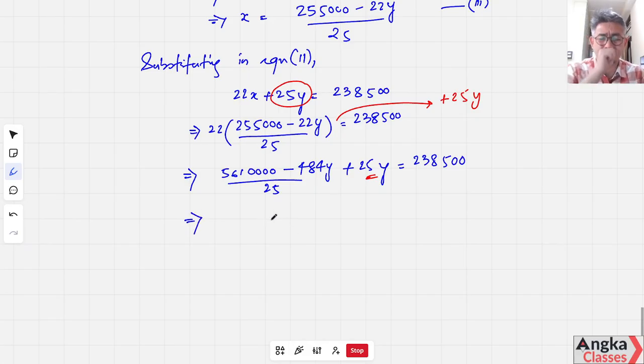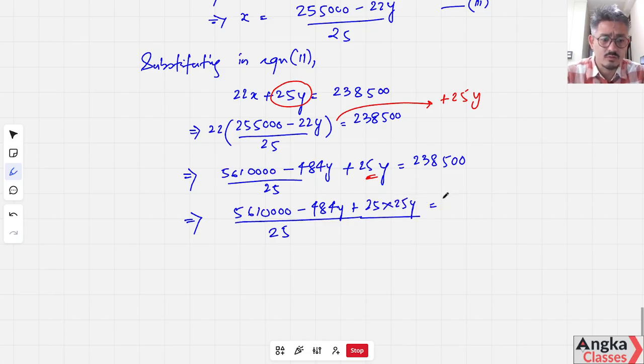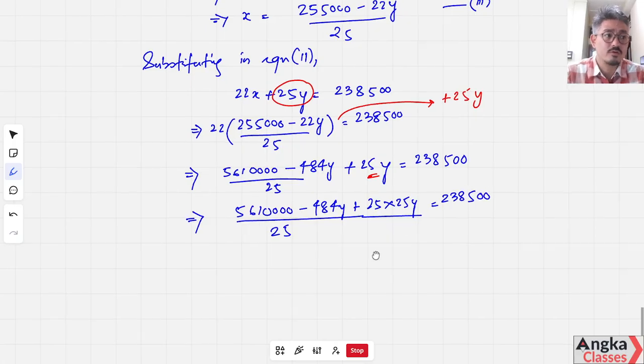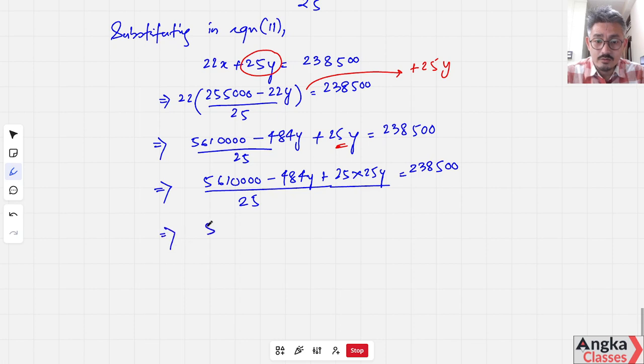Taking the LCM, which is 25, we get 5611234 minus 484y plus 25 into 25y, which is 625y, is equal to 238,500 into 25. Now we solve it: 5611234 minus 484y plus 625y is equal to 238,500 into 25.